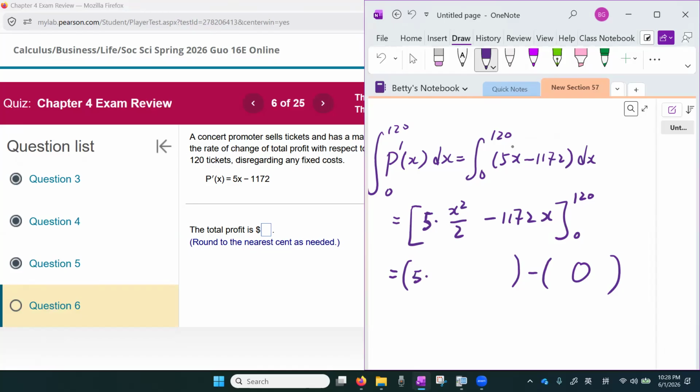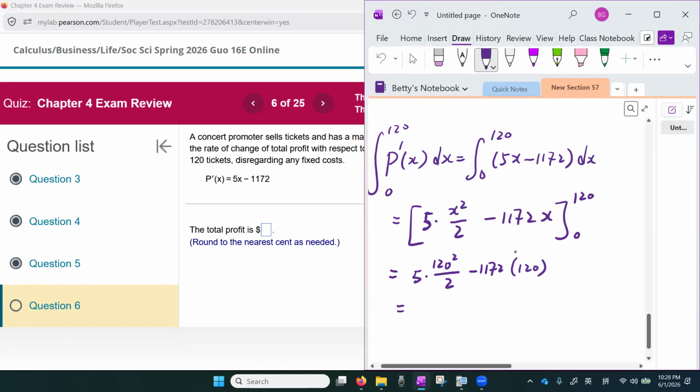So that gives 5 times 120 squared over 2 minus 1172 times 120. Basically this is 5 times 120 times 60, right? And then minus 1172 times 120. The 120 squared is 120 times 120. Take one of them to divide by 2, you get a 60. So that's how I get that.